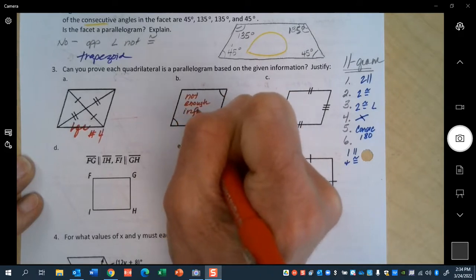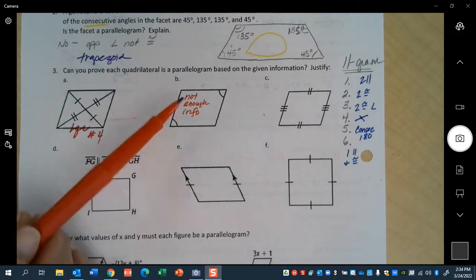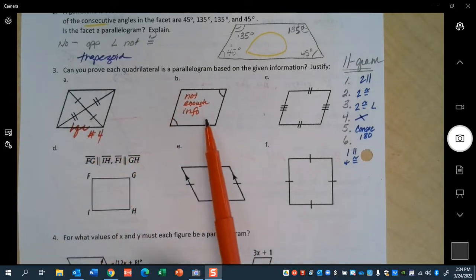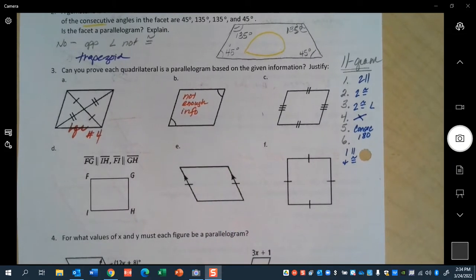Why? I got one pair. Only one set of angles. Yeah, nobody told me what these other angles are, or I don't have anything that's supplementary. So I need more information than just one set of angles.